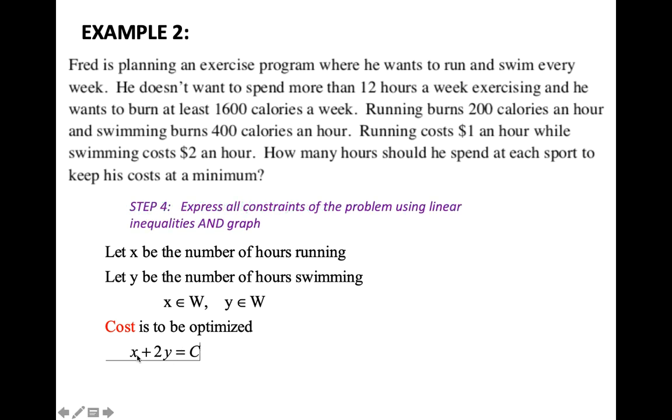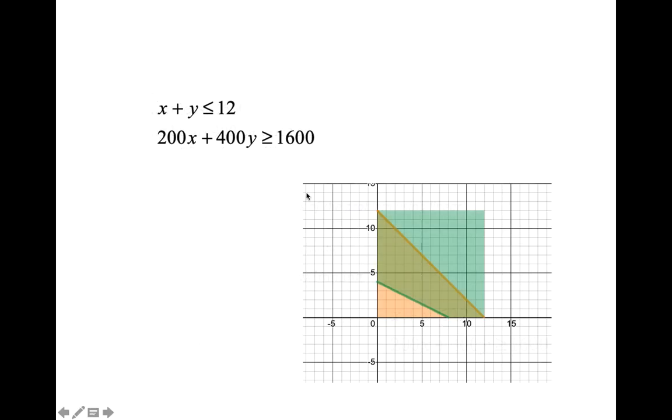Lastly, we're being asked to express all the constraints of the problem. And so what do we have? He doesn't want to spend more than 12 hours a week. So x plus y is less than or equal to 12. And then he wants to burn 1,600 calories. So 200 times x plus 400 times y is going to be greater than or equal to 1,600. So there you have 2 constraints. And what they're asking you to do now is to graph them.